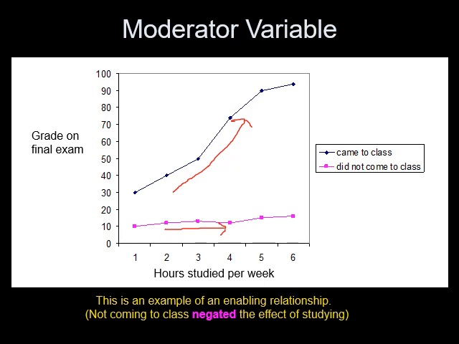So this is an example of an enabling relationship. In other words, not coming to class negated the effect of studying, because you have no idea what you're studying on, and you're not being very effective or efficient when it comes to studying. Okay.